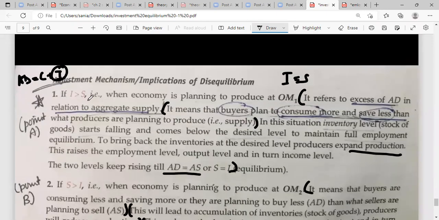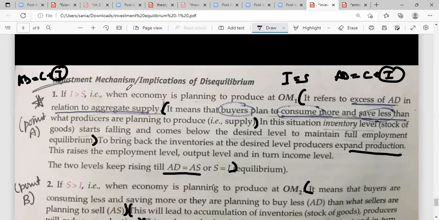So when I is greater than S, it refers to excess of aggregate demand, because I is part of aggregate demand, since AD equals C plus I. So it refers to excess of AD in relation to aggregate supply, and S is a part of supply. It means buyers plan to consume more and save less than what producers are planning to produce or supply. In this situation, the inventory level, meaning the stock of goods, starts falling and comes below the desired level to maintain full employment equilibrium.